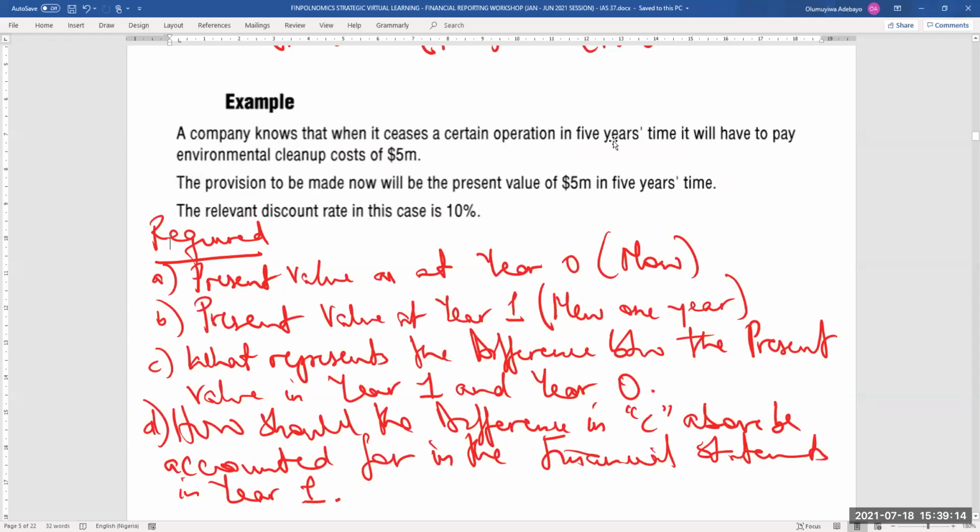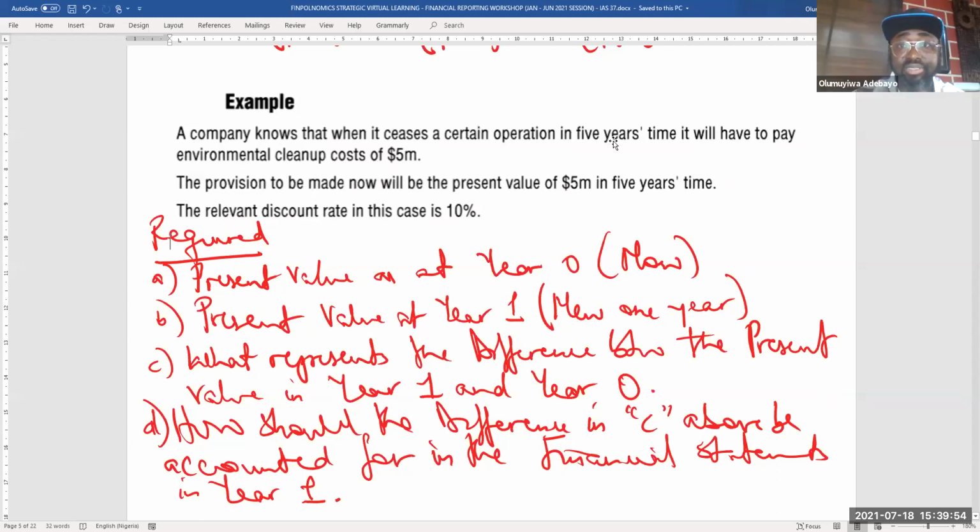That's for year 0. Then present value at year 1, you can also do that. At year 1, what we need to do, we discount it by, I don't know of that one, Mr. Muyiwa. I don't know that.